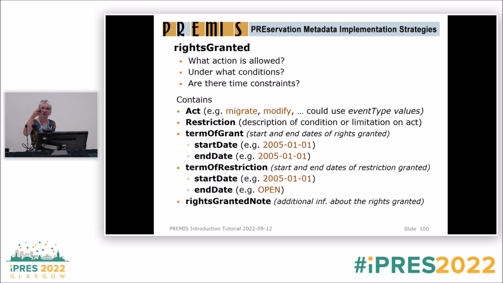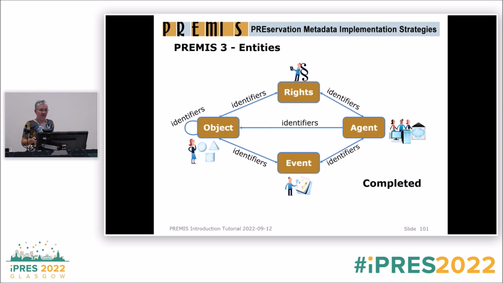I don't want to go too deeply into it, but it is a scheme for how you can actually specify your rights, if you don't want the other one where you choose your own scheme. So, completed. That was the PREMIS data dictionary and data model.